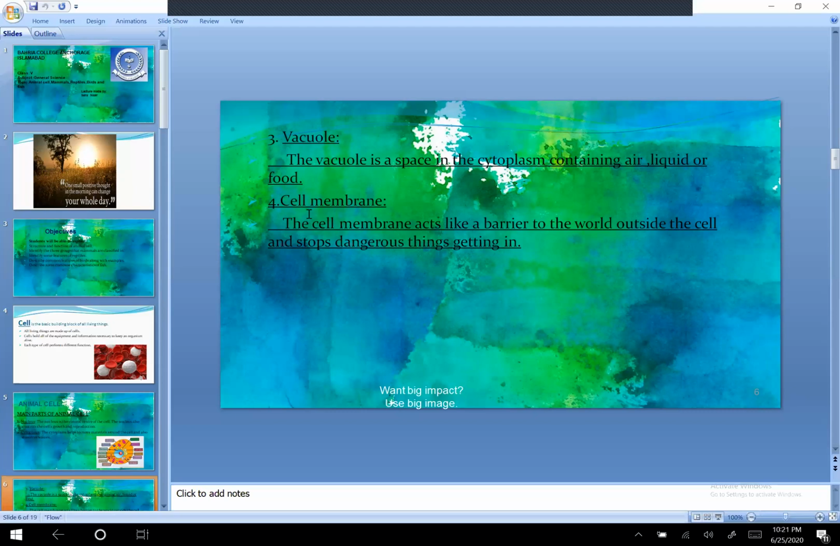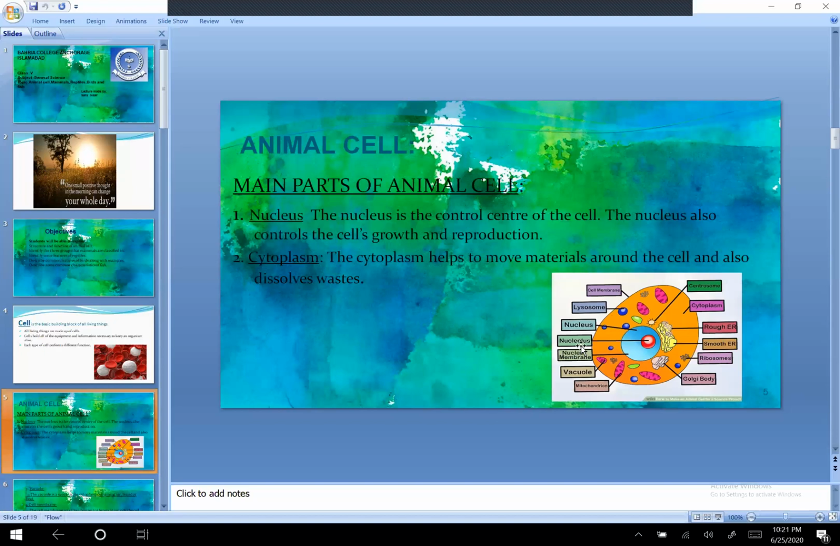Okay, then cell membrane. Cell membrane acts like a barrier between the world outside the cell and stops dangerous things getting in. Children, cell membrane is the boundary of the cell. Just see over here, the outer boundary of the cell is what? Cell membrane. It is a boundary just like our house boundary wall. Only those people or things step in that we want, and those things that we don't want do not enter.